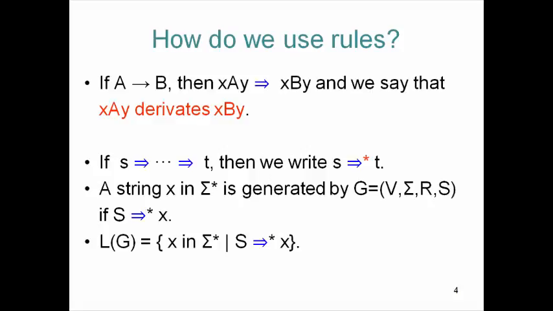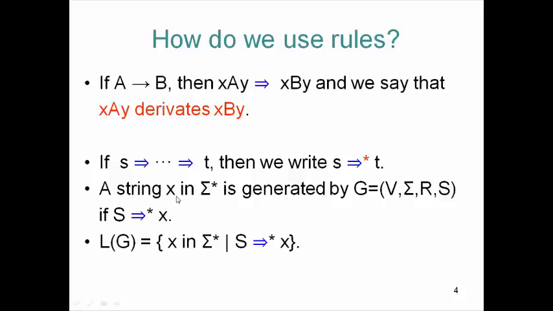If we have a rule A goes to B, then in a sentential form XAY, A is replaced by B and we get the sentential form XBY, and we can say that XAY derives XBY. From a starting symbol S, if n derivations are applied and we get T, a string of terminals, then we can say that the string T gets derived from S with n derivations.